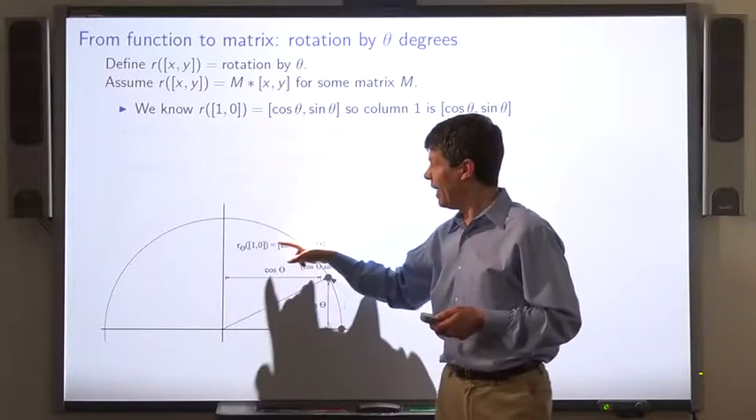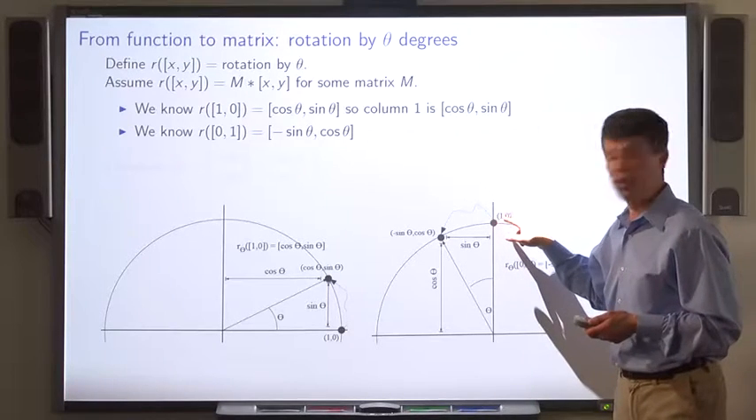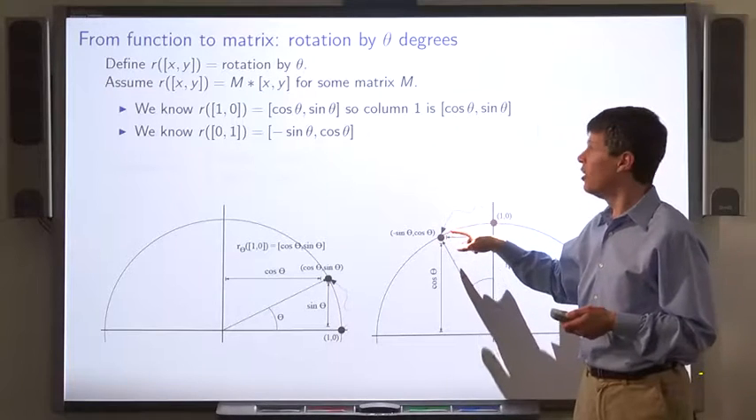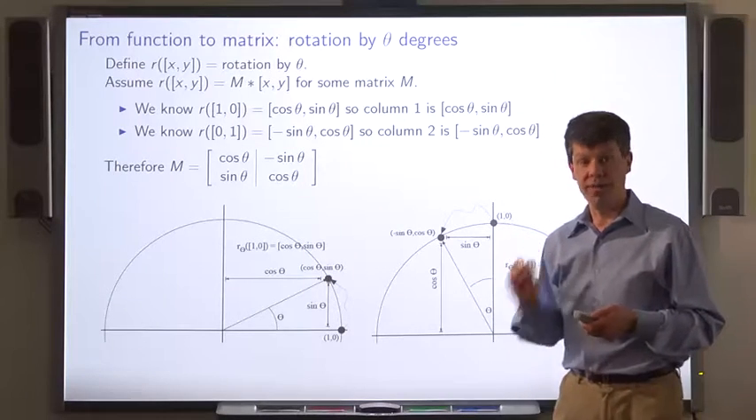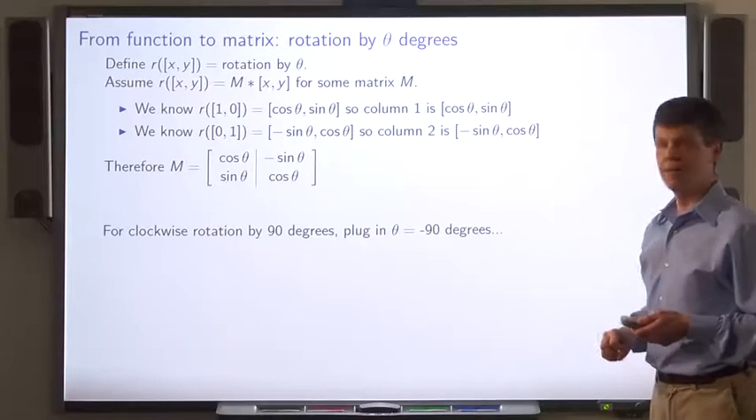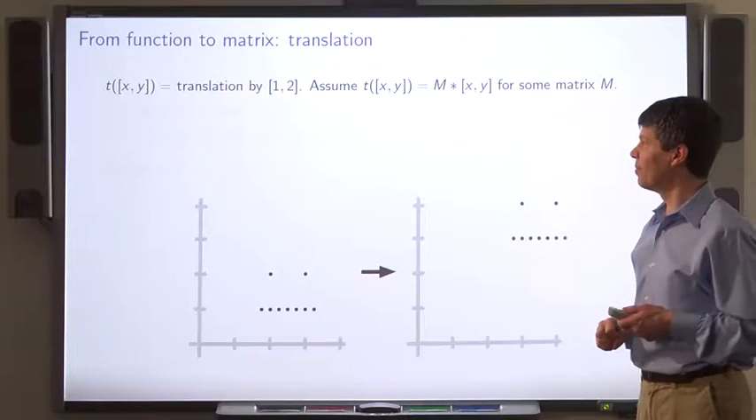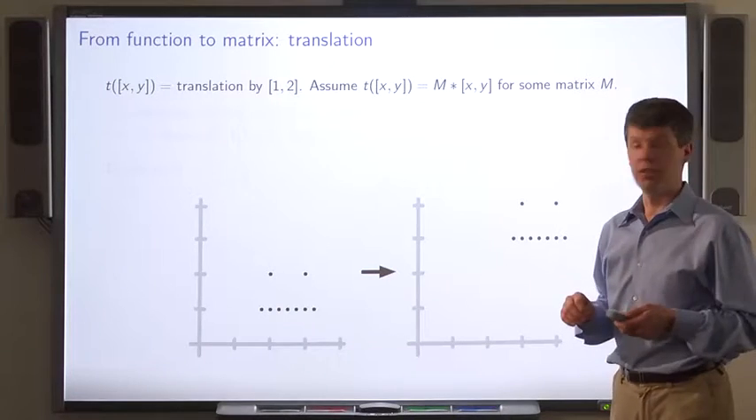We know rotating the point (0, 1), the second standard generator, by an angle of theta should give us (-sin theta, cos theta). So column 2 of the matrix is (-sin theta, cos theta). And here's the matrix for rotating by an angle of theta. Try one more example, translation.